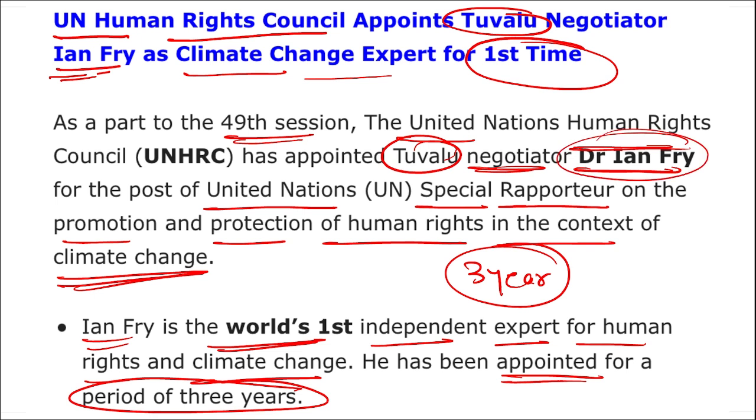Ian Fry. Highly important news, you have to pay attention here, that Ian Fry has been appointed by whom? UN Human Rights Council, and he has been appointed as the climate change expert. Highly important.